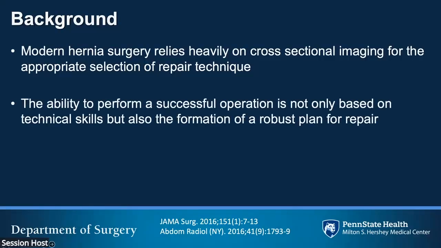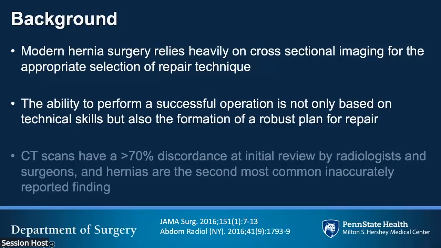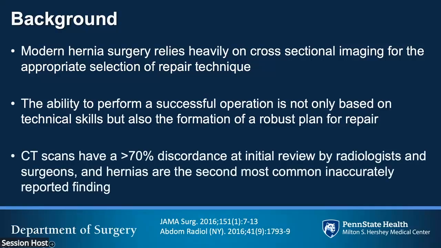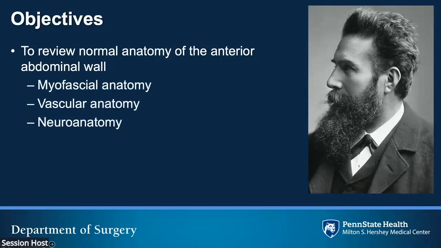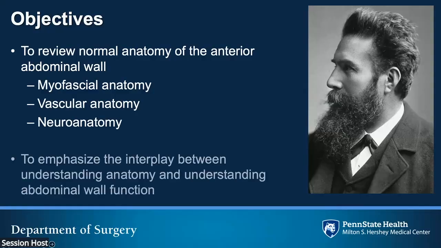But if you want to get good at hernia surgery, you've got to get good at looking at those images ahead of time so that you can plan a robust repair. And I think the biggest problem is that when we get reports from radiologists, there's a discordance in what we say as surgeons and what radiologists say at least 70% of the time. So I want to spend a few minutes here and kind of review the normal anatomy of the abdominal wall on CT scans, and we'll talk about some relevant things, maybe a little less anatomic and more things that I look for, especially when they're out of the ordinary. And again, we'll emphasize the interplay between imaging and abdominal wall function.